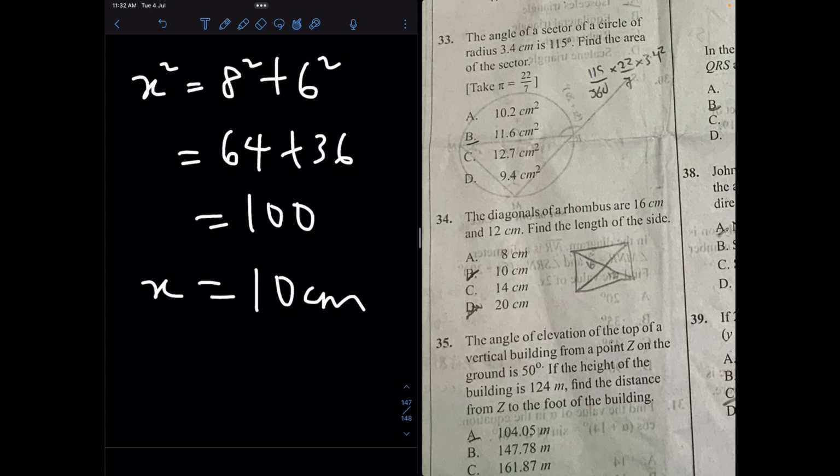We go straight to the next, which is number 35. Number 35, the angle of elevation.